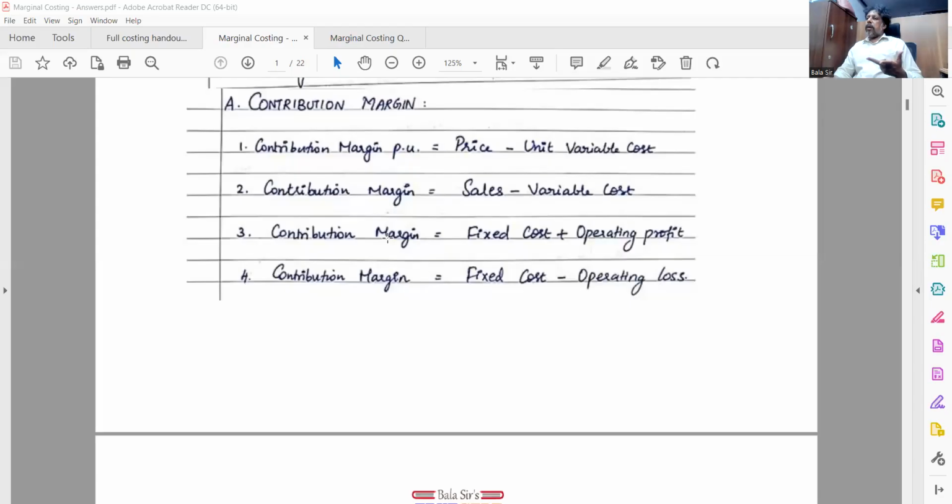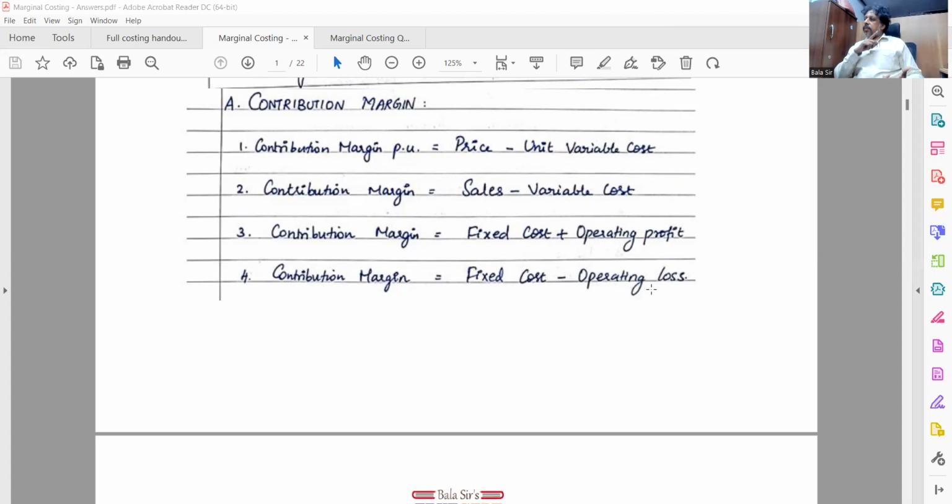Shall I start? Okay, remember that the formula is a contribution margin per unit is selling price minus unit variable cost. In this example, rupees 200 minus rupees 120, rupees 80 is your contribution margin per unit. Next. Number two, contribution margin is sales minus variable cost. That is in case you want to find the amount, the total contribution margin will be sales minus variable cost.